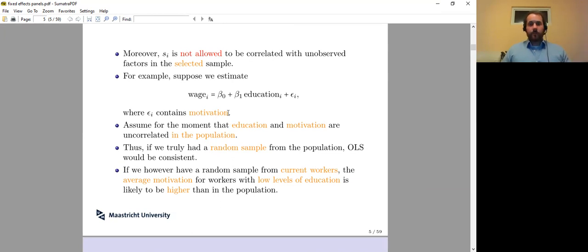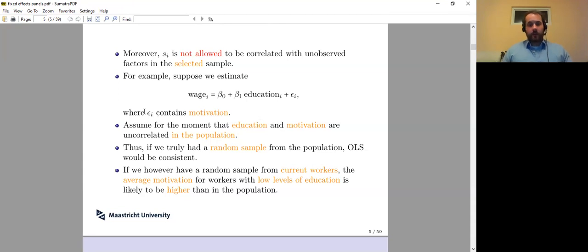And of course, in epsilon, we have hidden variables such as motivation. Now let's assume for the moment that in the population, education and motivation are actually uncorrelated, in which case, given a random sample, this regression here would yield consistent results, because education is uncorrelated with the error term.